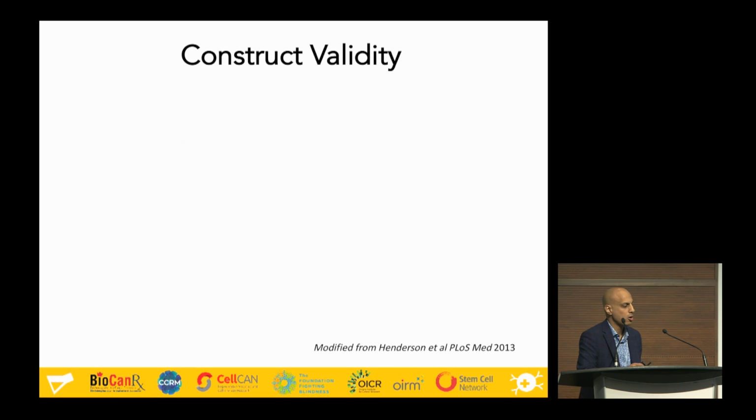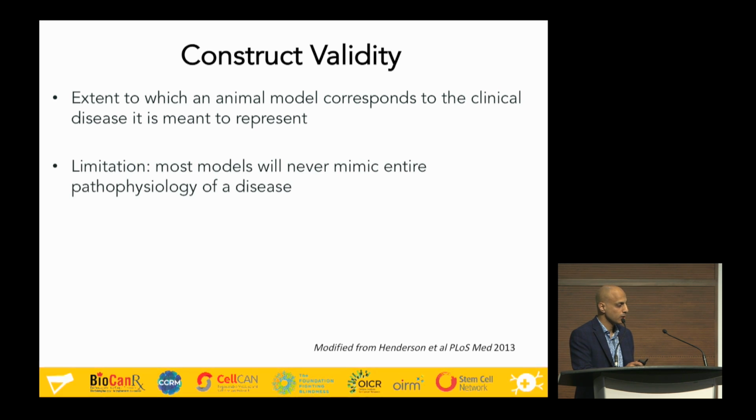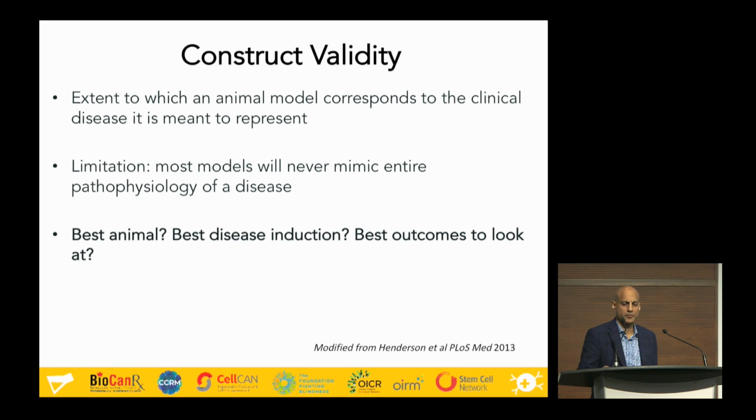Moving on to construct validity. And again, as I mentioned, this is the extent to which an animal model corresponds to the clinical disease that it's actually meant to represent. The limitation is that, no matter what model you're using in a lab, it's never going to mimic the entire pathophysiology of whatever the disease of interest is that you're studying. So that's where you really have to start thinking critically. Well, what is the best model to use? What's the best animal to use?